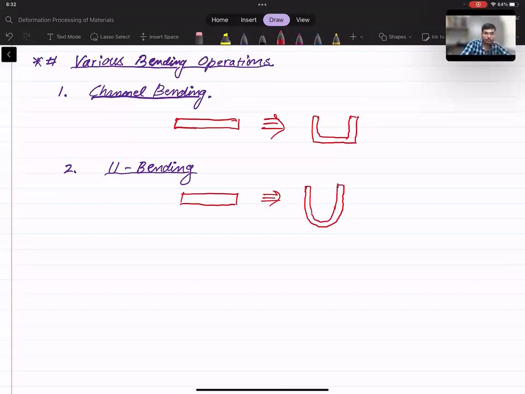And for this, a punch shape like this is used. Definitely, to achieve this section, a U-shaped punch will be required, like this. Okay, so this is the punch.